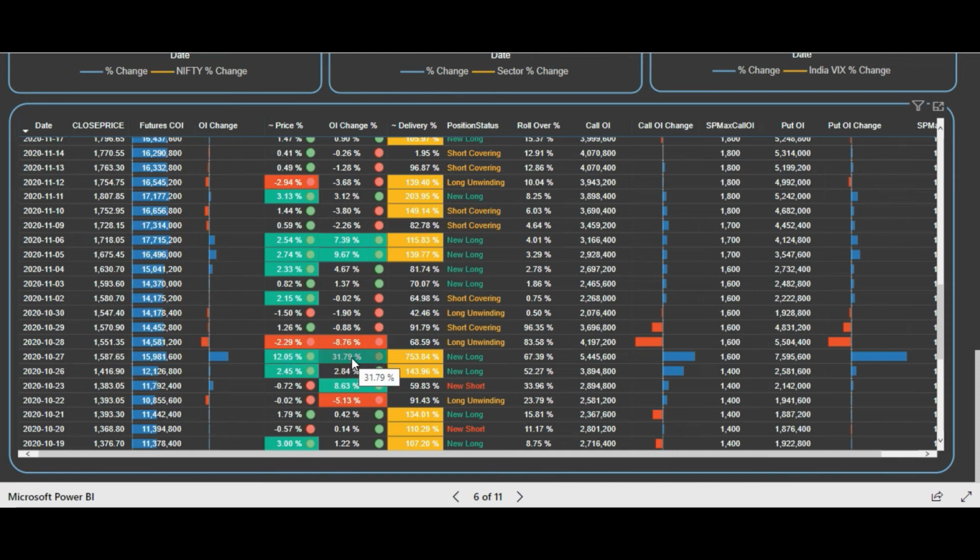And you see significant buildup in the futures cumulative open interest. This is the OI change for a single day. The previous day the cumulative open interest was around 12 million. The very next day it was almost 16 million, just a little less than 16 million. So that's why you see an increase of almost 32% in the futures cumulative open interest.